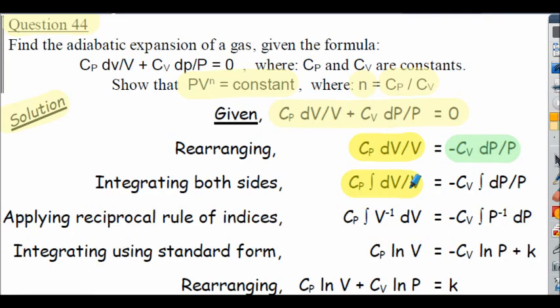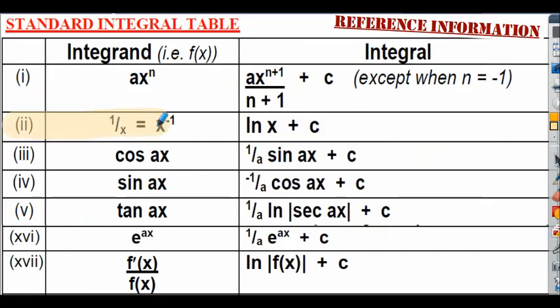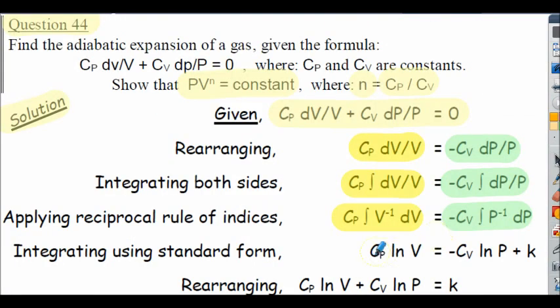Standard integrals on both sides of the equation. I've just written the variables in terms of a reciprocal index on these lines. So from our standard tables, this is the integral we'll be using. On the left hand side we get Cp multiplied by ln of v, on the right hand side we get negative Cv multiplied by ln p, plus the constant of integration, which I've called k here. I'll just slightly rearrange the equation on the final line, adding Cv ln p to both sides of the equation.